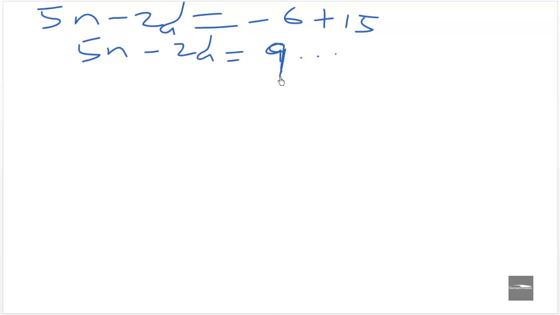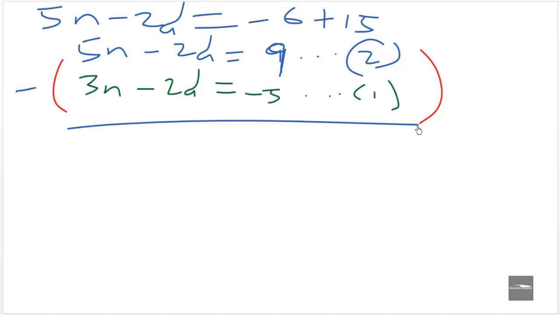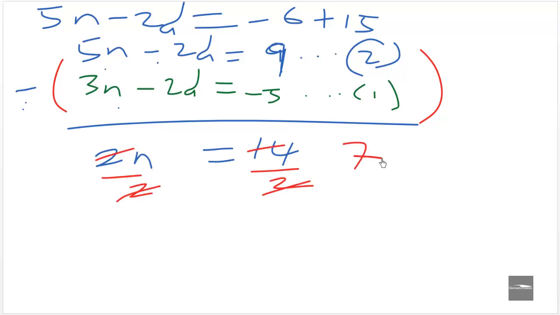That will give us equation 2. So we solve equation 1 and equation 2 simultaneously. When we subtract, we will eliminate the d term. So we obtain 2n, 5n minus 3n is 2n. Then 9 minus -5 will be equal to 14. So n will be equal to 7.